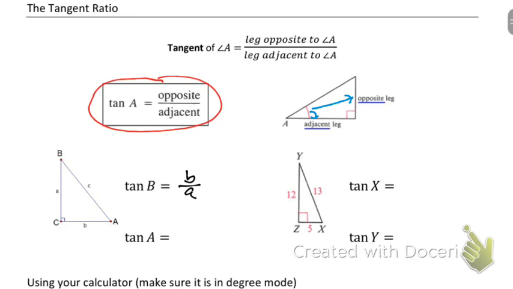And it definitely matters what angle I put here, because now I'm talking about tangent A. Can someone tell me what tangent A is going to equal? Amber? A over B. It's going to be A over B.